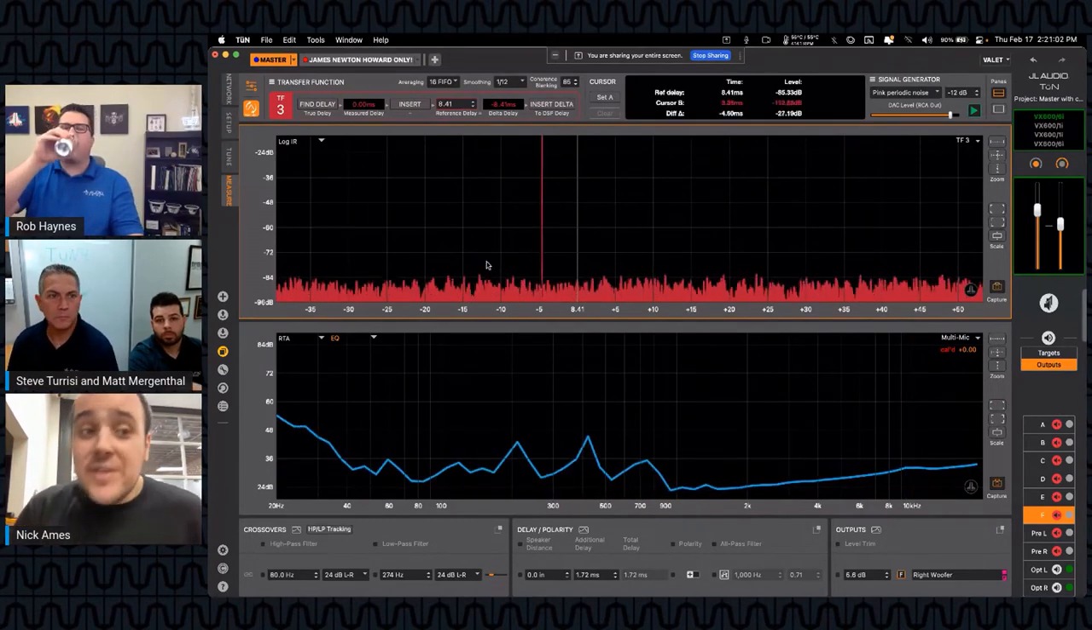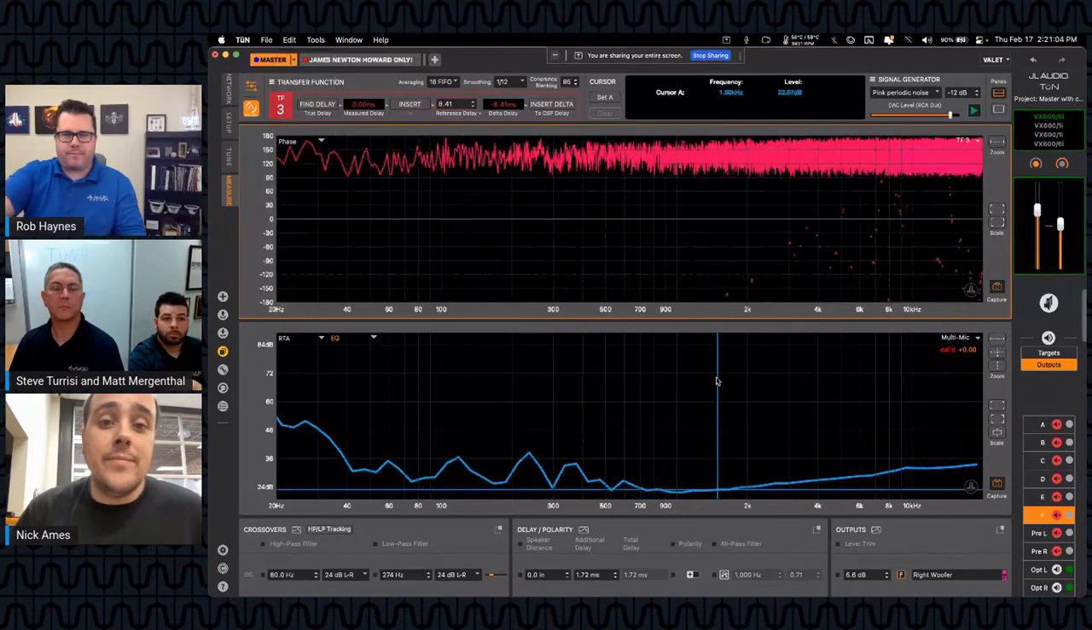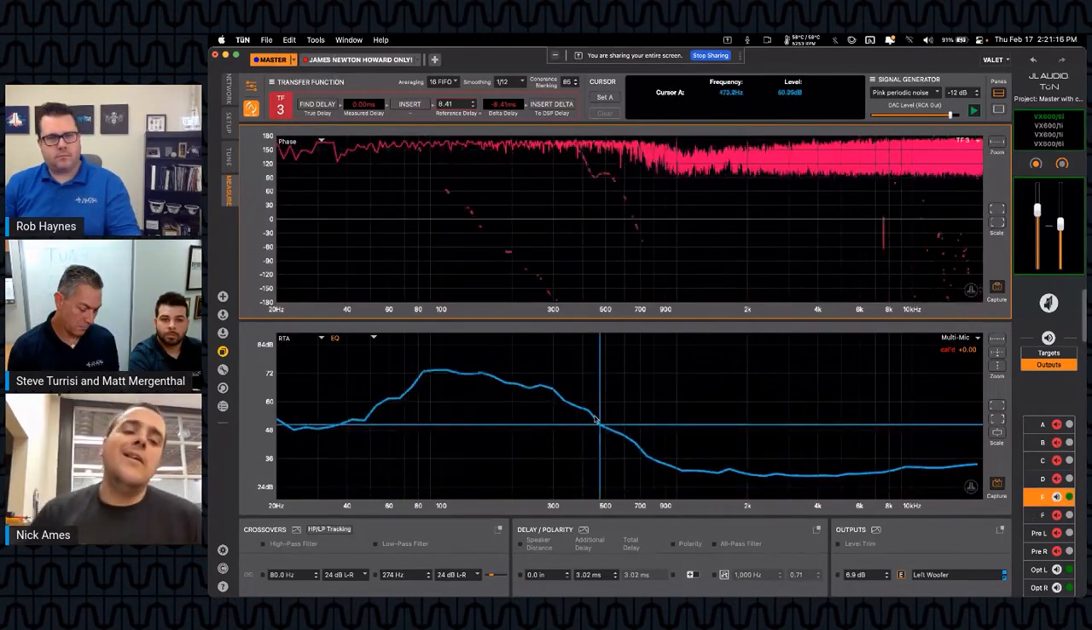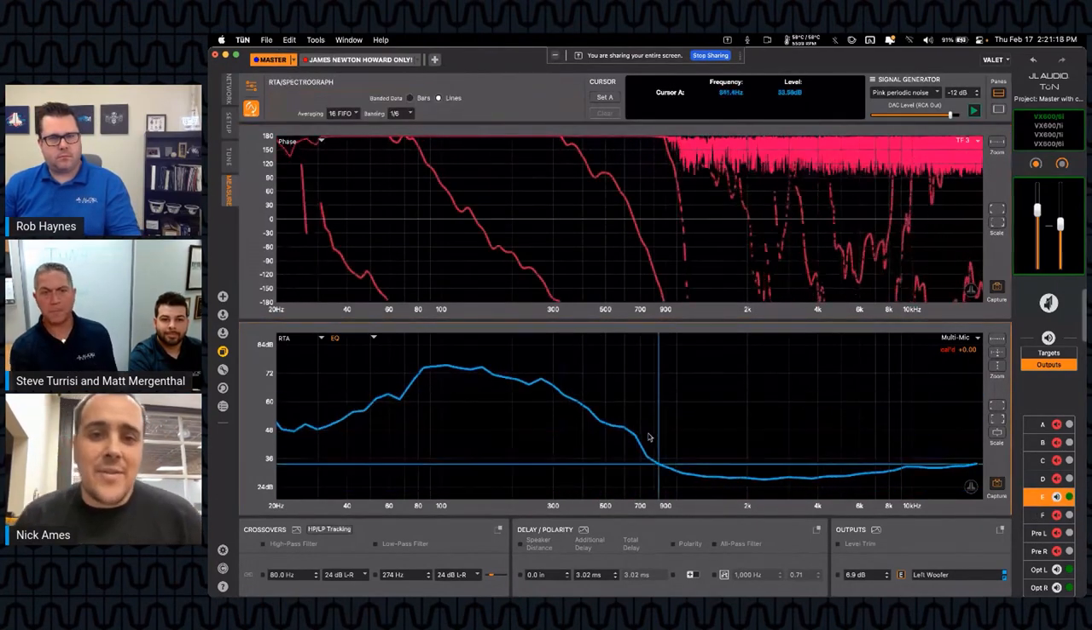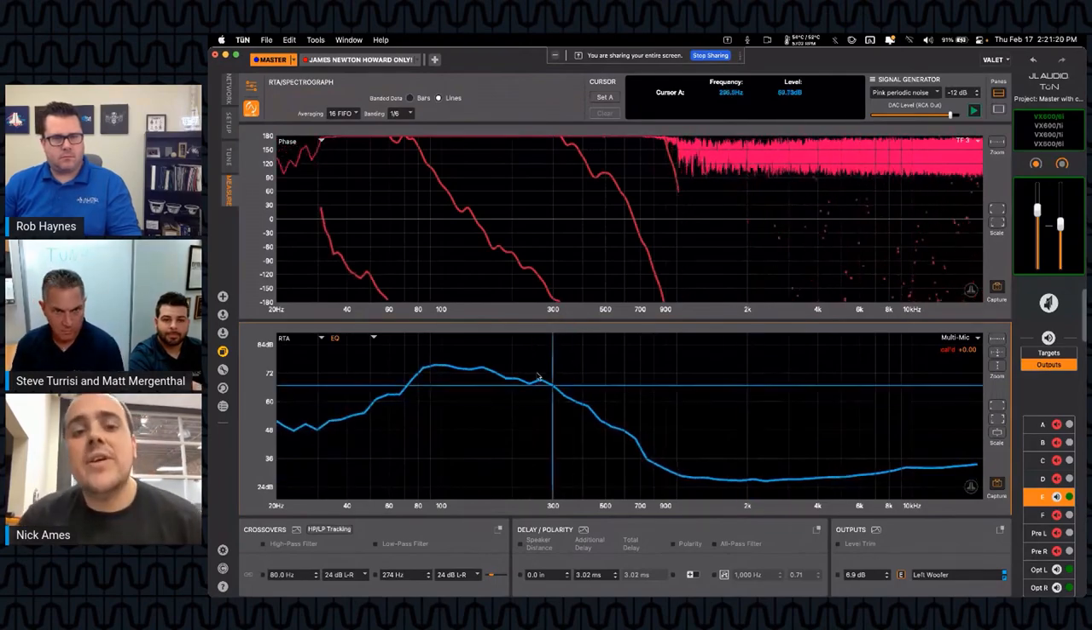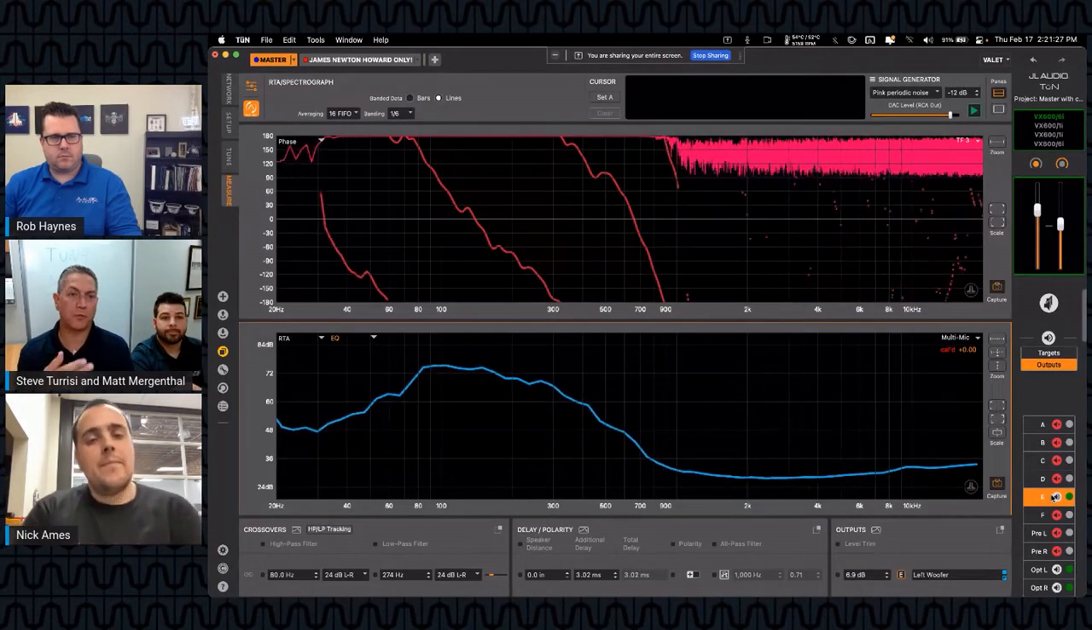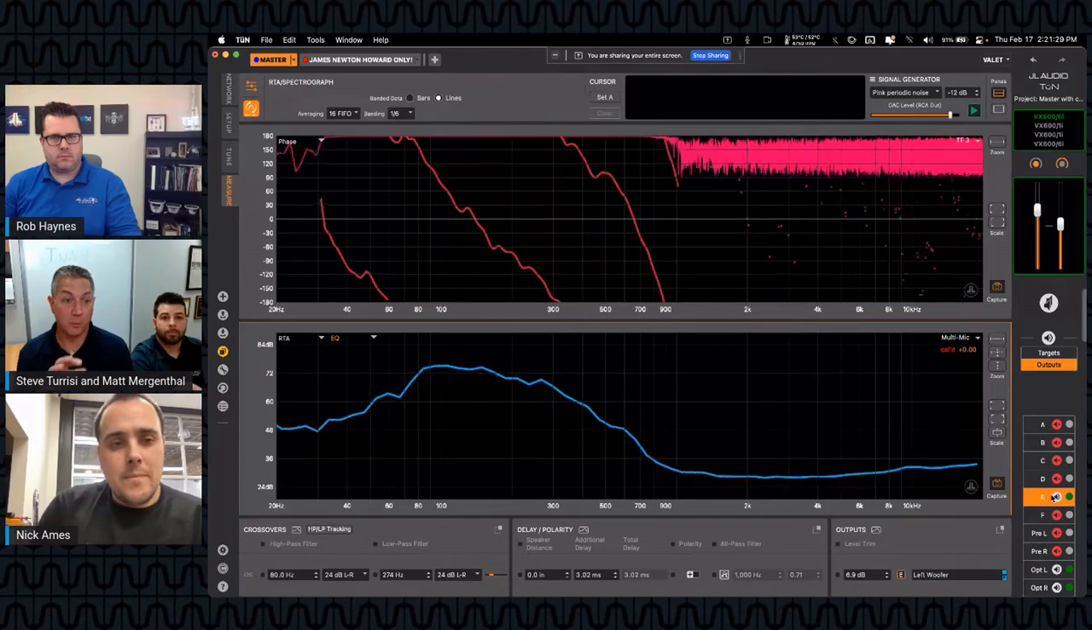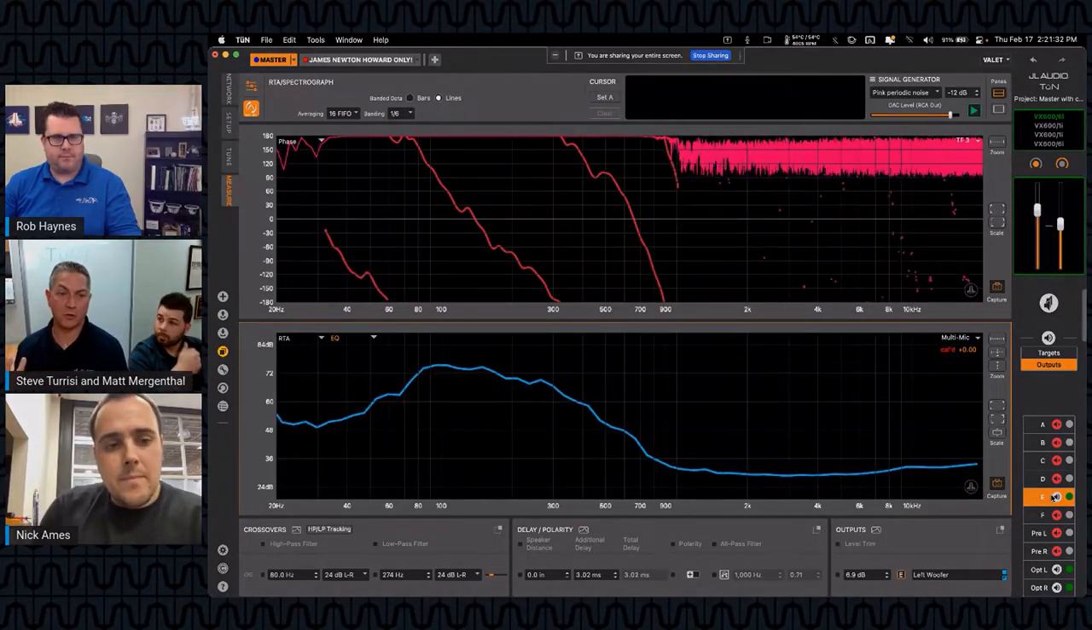So now at this point is when I would probably switch over to the phase response, and then I might take a look at my mid-bass speakers and see how they are comparing to each other. The red trace on the top is the phase response of this driver. The blue trace on the bottom is what you would see on an RTA.